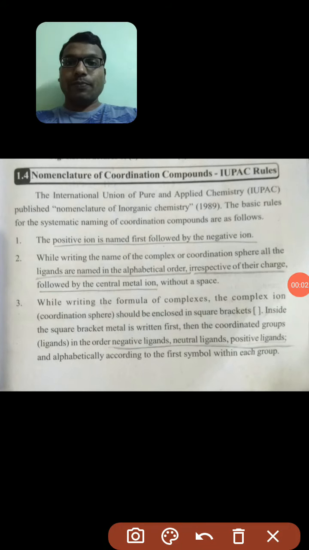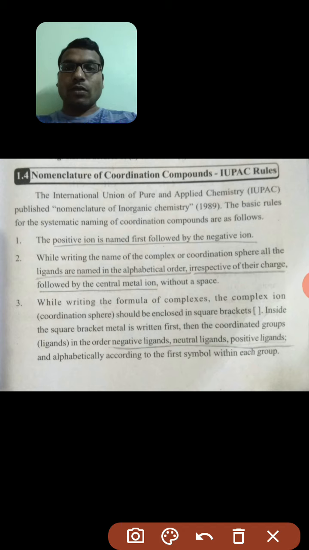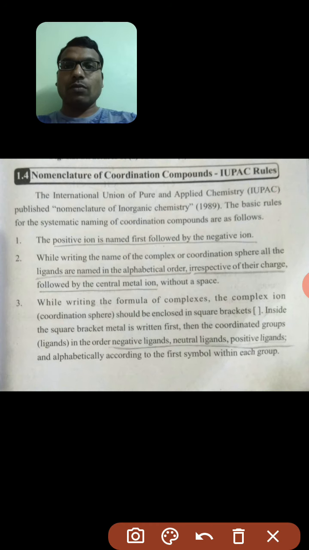Good morning to everyone. So today we'll discuss the nomenclature of coordination compounds, the IUPAC rules. The full form of IUPAC is the International Union of Pure and Applied Chemistry. So how to write the IUPAC name for coordination compounds?